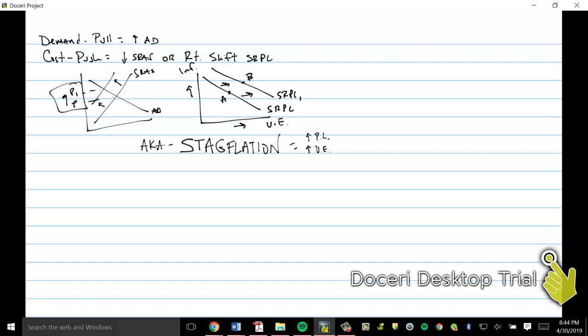All right. The next cause of inflation is the quantity theory of money. This concept is when we have an increase in the money supply, we end up with an increase in price level. That's it. More money, higher prices. Now remember, an increase in price level, an increase in inflation, that's the same thing. Okay? The same thing.